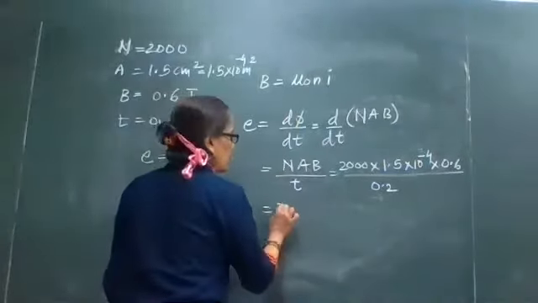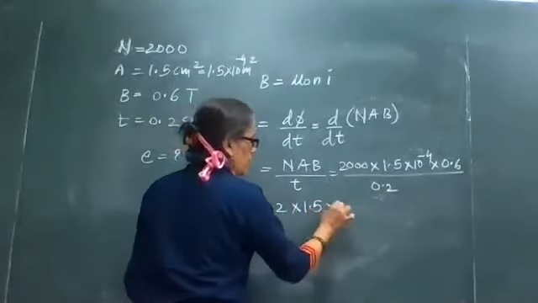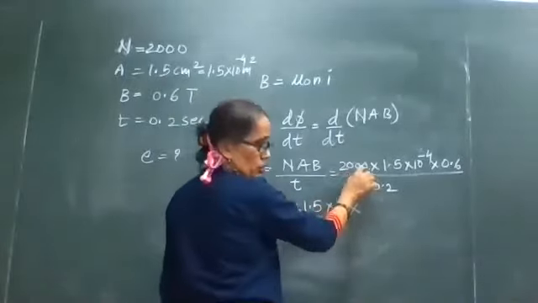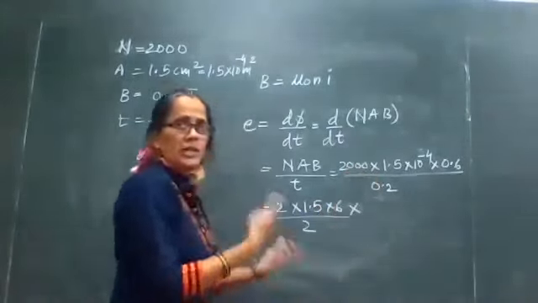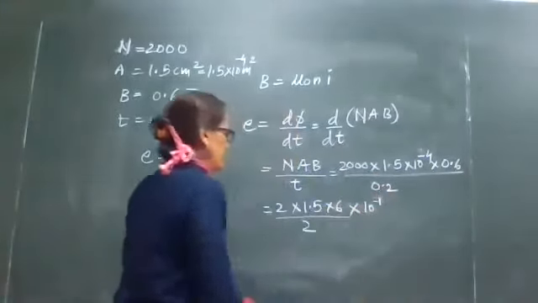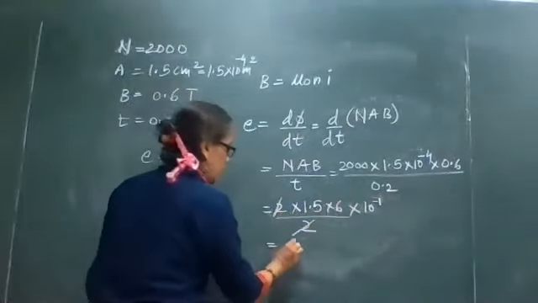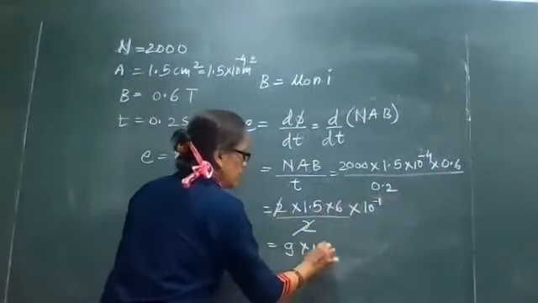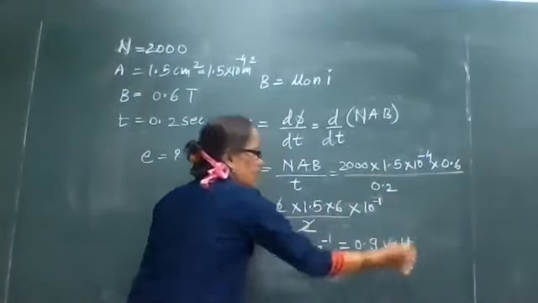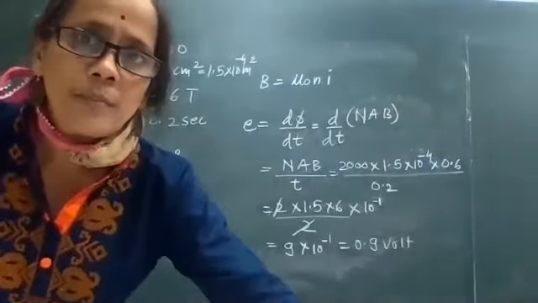The decimal point will get cancelled. So instead of 2000, I write only 2, into 1.5 into 6 upon 2. 2000 can be written as 2 into 10 raised to plus 3. Adding the minus 4, it becomes 10 raised to minus 1. The 2 factor will get cancelled. 1.5 into 6 is 9. Multiplied by 10 raised to minus 1, it is 0.9. That will be your EMF. Clear?